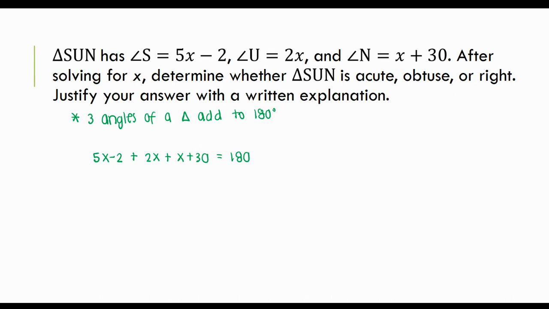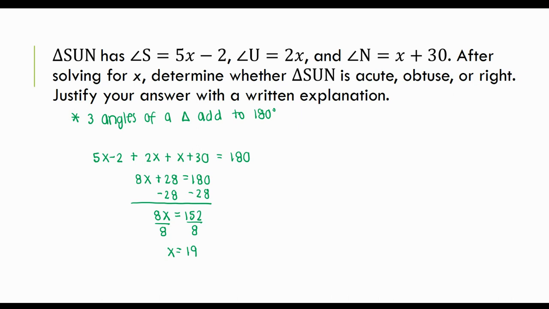So I start combining like terms. 5x, 2x, and x is going to give us 8x. Negative 2 plus 30 gives us a positive 28. This still equals 180. I'm going to subtract 28 over to the other side. That gives us 8x to equal 152. I'm going to divide by 8, and 152 divided by 8 gives us 19.